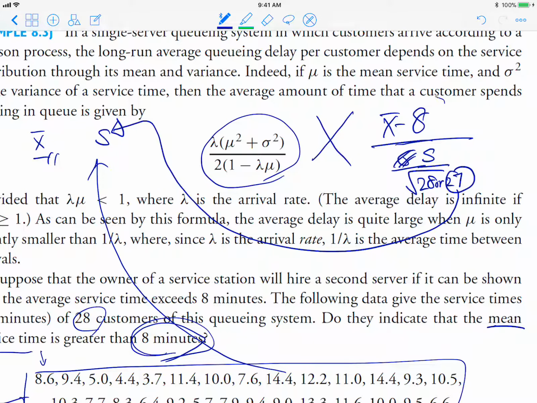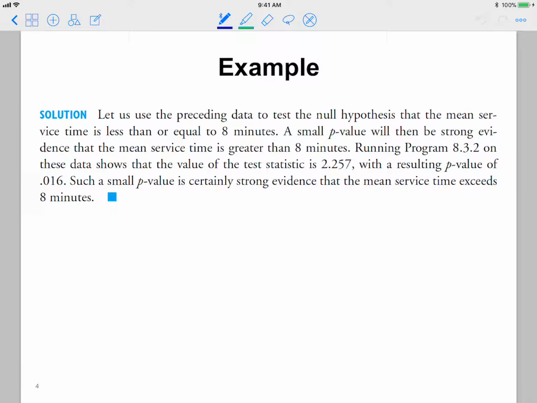Okay, and then we compute this test statistic. In this case, we can compute this p-value, and then decide whether or not to reject the null hypothesis.